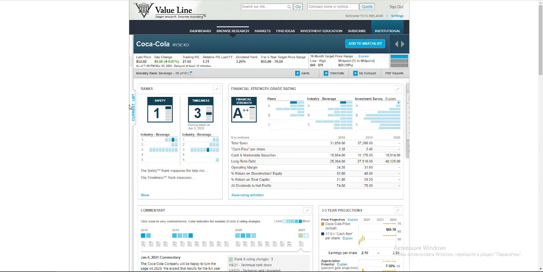They have a system with ranks. So they have safety is 1. This is a good one, and timeliness 3. Timeliness shows us the projected growth of the industry as a whole, not the particular company, but the industry. Financial strength, Coca-Cola has A with 2 pluses. It's a good one. And some other information, financials in numbers.